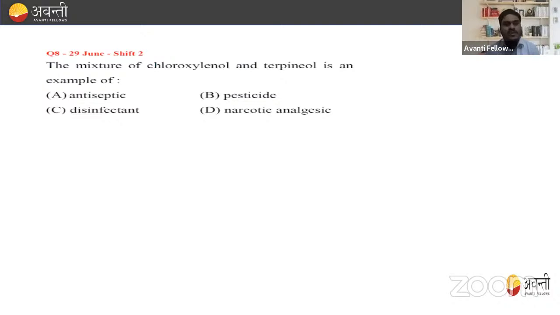Now, the mixture of chlorohexanol and terpinocol is an example of what? Explain what the mixture of chlorohexanol and terpinocol is. I'm waiting for responses. The mixture of chlorohexanol and terpinocol is an example of.